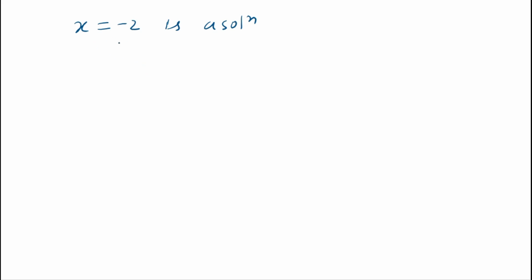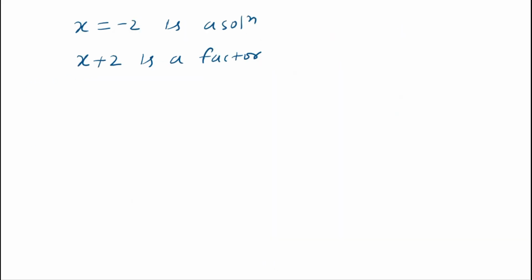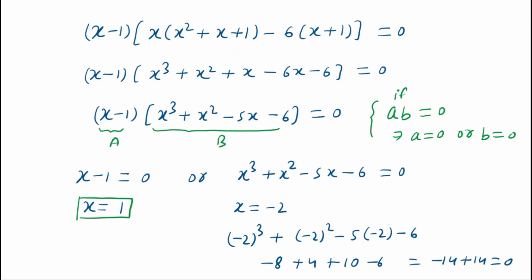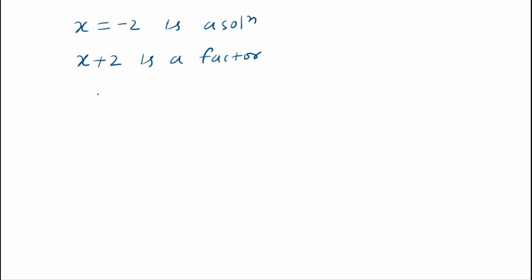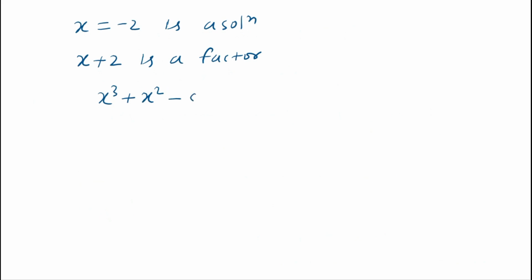If x equals minus 2 is a solution of this cubic equation, then you can say x plus 2 is a factor. Now divide this cubic equation by the factor x plus 2. The cubic equation is x cube plus x square minus 5x minus 6, divided by x plus 2.